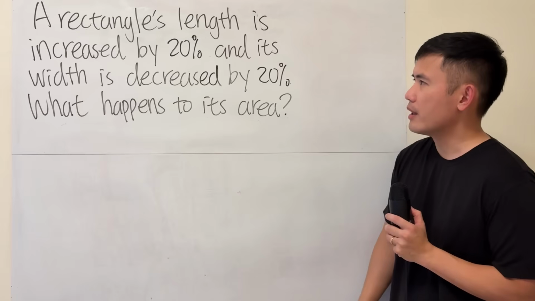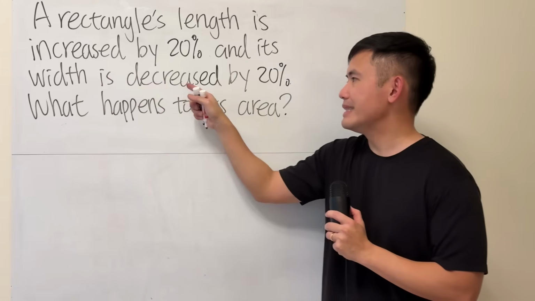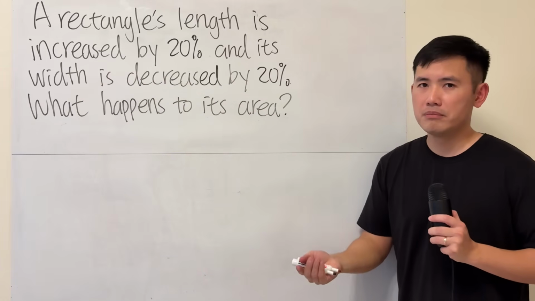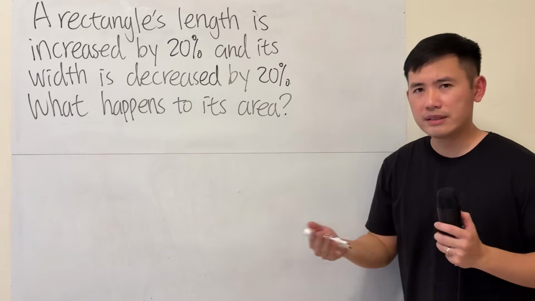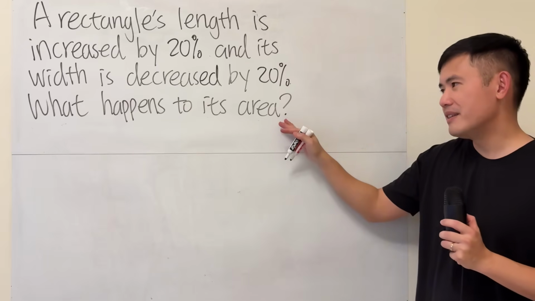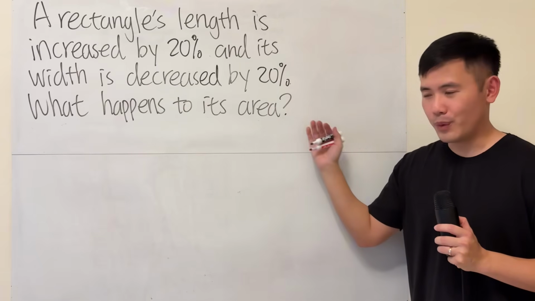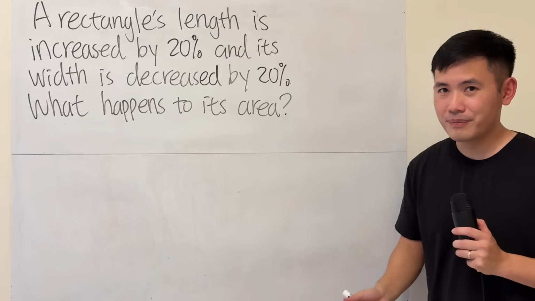At first we might be thinking, okay, the length is increased by 20%, but the width is decreased by 20%. So one up, one down, and they are both 20%. So nothing should change, right? Well, in fact, that's wrong. Something did change to its area. Well, what is it? You should pause the video now and try it before you watch the solution.